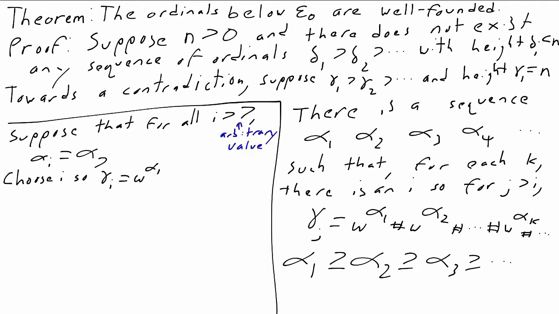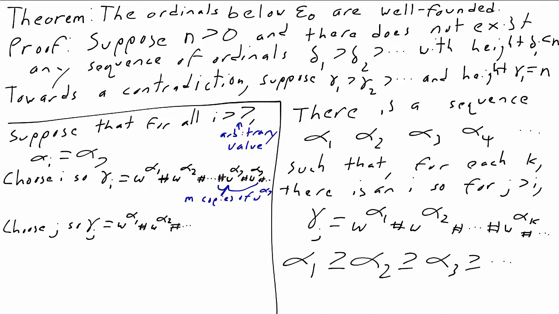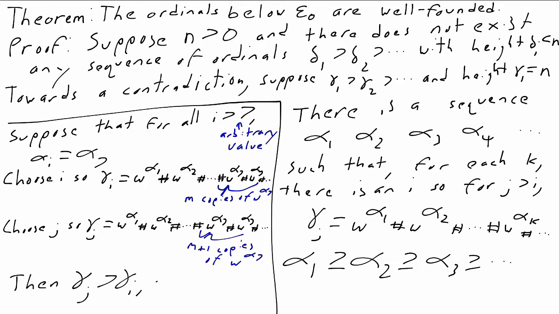Then we pick some gamma, which begins with the terms up to and including alpha 7. So gamma i is a finite sum of terms, and in particular, gamma i can only include this alpha 7 value finitely many times. But then, we can pick some gamma j, where j is bigger than i, and where gamma j begins with more copies of alpha 7 than gamma i had. But the sequence of gammas was supposed to be decreasing. Since i is less than j, gamma j is supposed to be less than gamma i. But if gamma i and gamma j start the same way, and then gamma j has more copies of alpha 7, then gamma j is bigger, which is a contradiction.